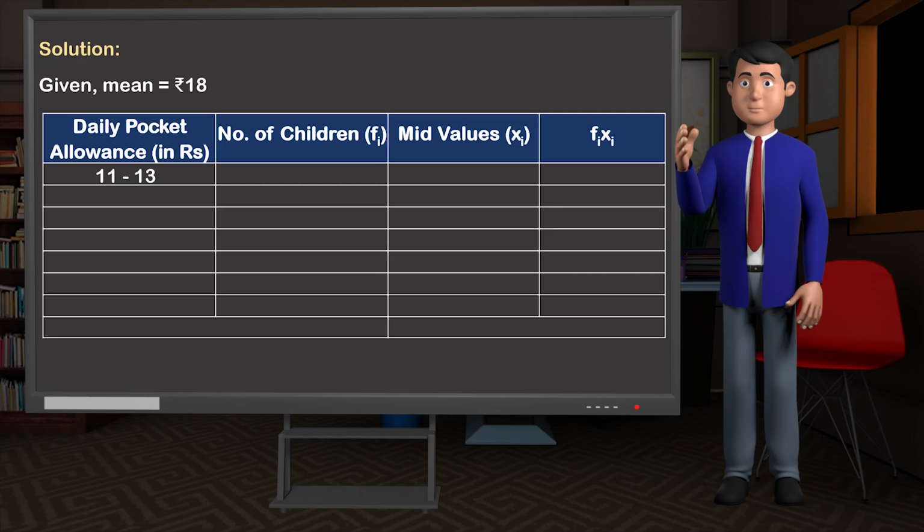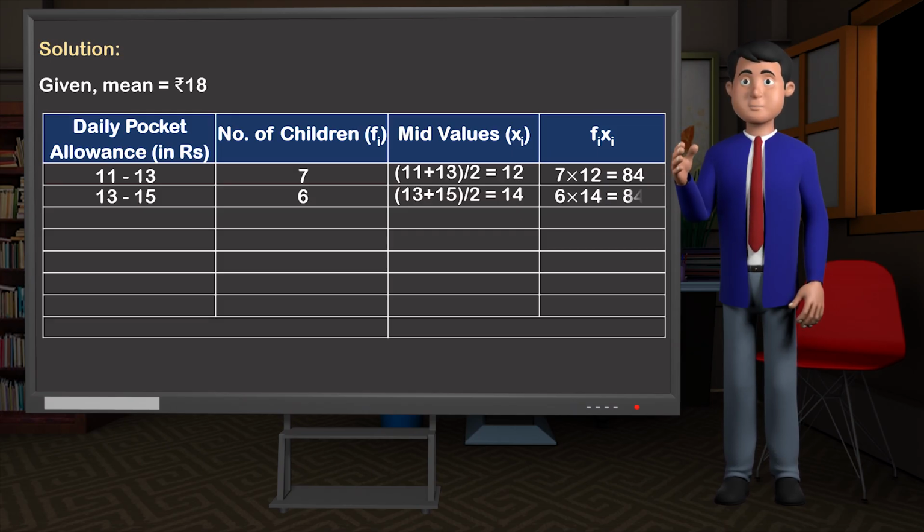When daily pocket allowance is 11 to 13, Fi is 7. Xi is 11 plus 13 by 2 is equal to 12. Fi Xi is 7 into 12 is equal to 84. When daily pocket allowance is 13 to 15, Fi is 6. Xi is 13 plus 15 by 2 is equal to 14. Fi Xi is 6 into 14 is equal to 84.